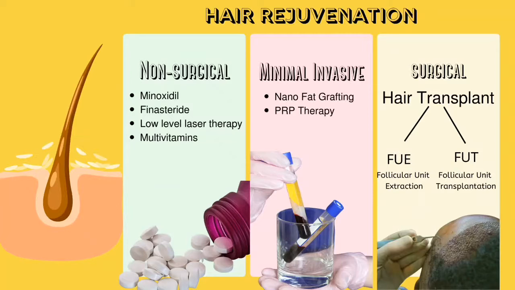In non-surgical, there is minoxidil, finasteride, low-level laser therapy, multivitamins. And in minimally invasive techniques, you can go for nano-fat grafting and PRP therapy. In surgical, there is hair transplant, and this hair transplant has two types of techniques. We can do it through the FUE technique, that is follicular unit extraction, and the other is FUT, that is follicular unit transplantation.